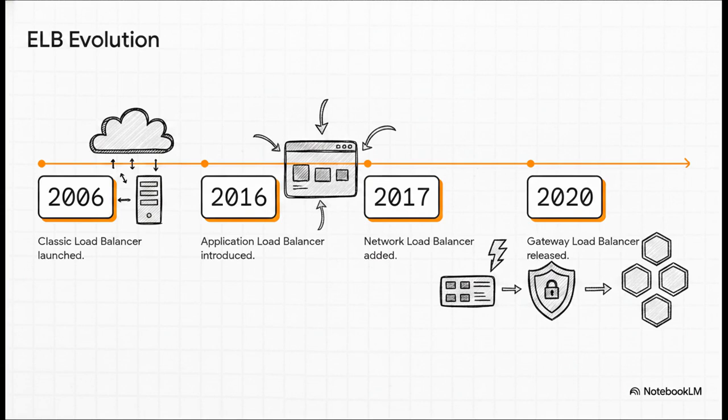Now, AWS has heavily evolved its load balancing tech over the years, and understanding this timeline helps us pick the right tool for the job. Way back in 2006, they launched the Classic Load Balancer. Honestly, that's pretty much legacy tech at this point. Then in 2016, they introduced the Application Load Balancer, followed by the Network Load Balancer in 2017, and finally, the Gateway Load Balancer in 2020. So let's look at what these modern options actually do for us today.